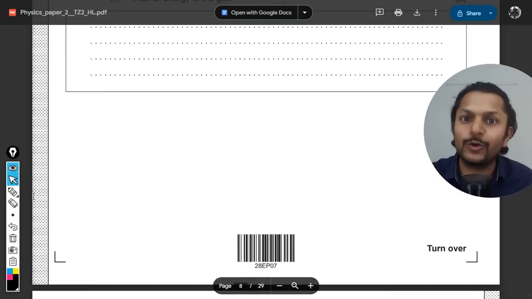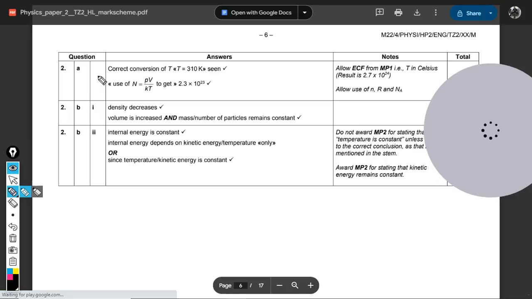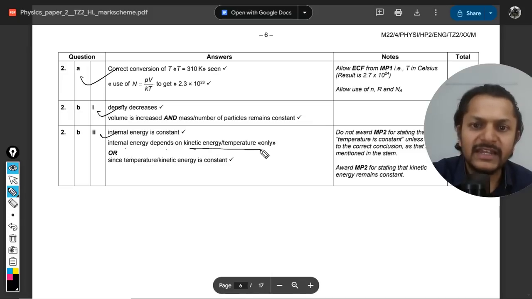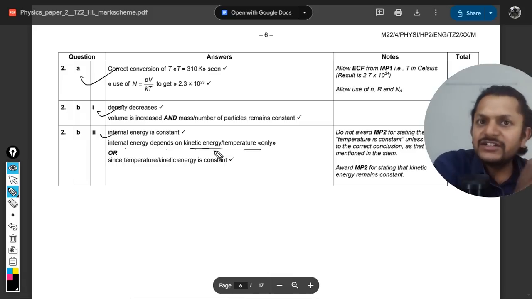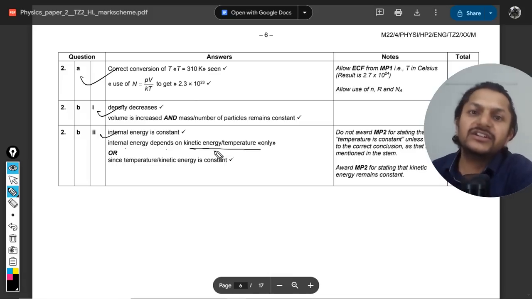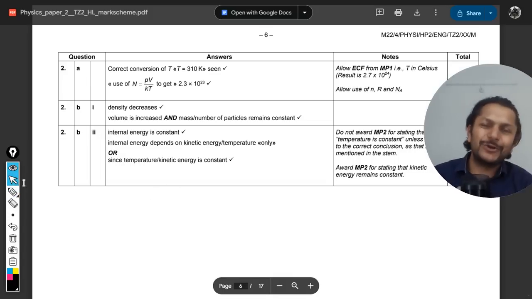Okay, so the question is over, and let's see the mark scheme. Yes, so this we have done. The density decreases, and in the third case, internal energy is constant. Internal energy depends upon kinetic energy or the temperature only. It does not depend on anything else. If the change in temperature is zero, change in kinetic energy is zero, then the change in internal energy is also zero. That's it.